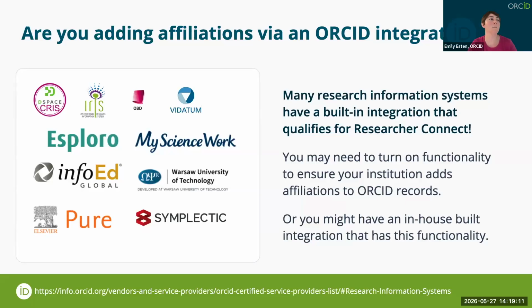So if you're using a system with one of the logos that you see here on the left, you likely are able to add affiliations via these systems, but you might need to turn on functionality to make sure that affiliations are being added. You might also have an in-house built integration that can add affiliations. So you're certainly not limited to the ones that are here on the screen. We also have our ORCID certified service provider program that can recommend different research information systems that have this built-in integration if you're looking for a system that has this type of integration that can add an affiliation.